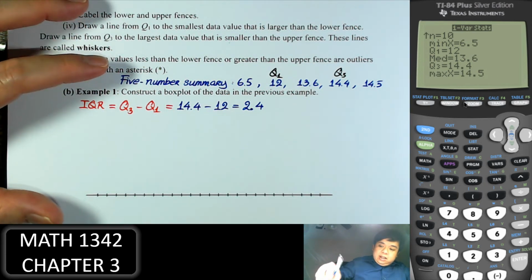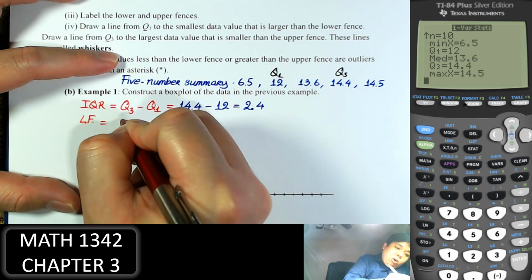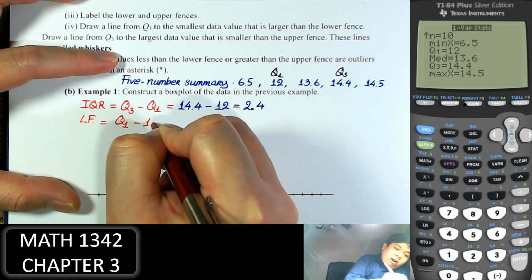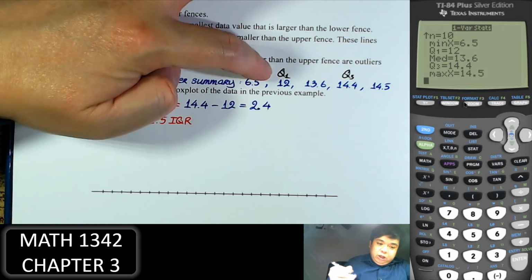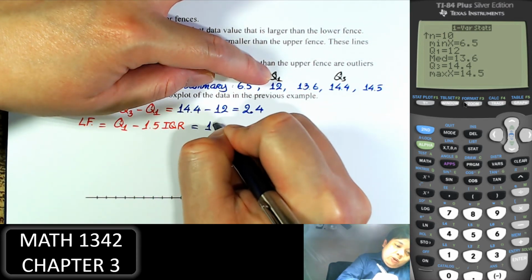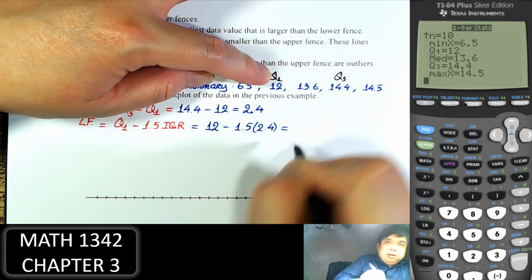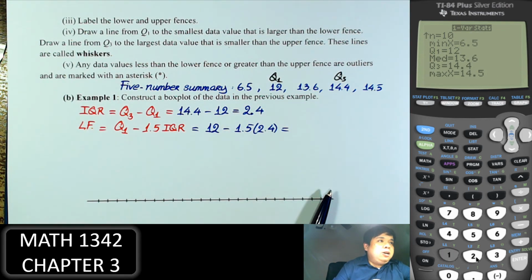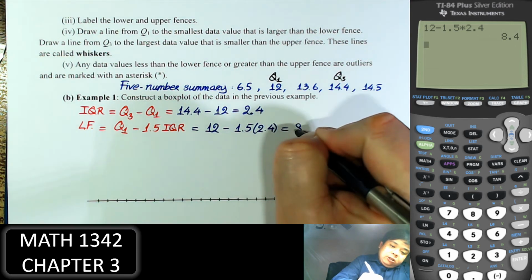Right, next, the fences. The lower fence will be Q1 minus 1.5 times IQR. So the Q1 is 12, so it will be 12 minus 1.5 times 2.4. So that is the lower fence of 8.4.